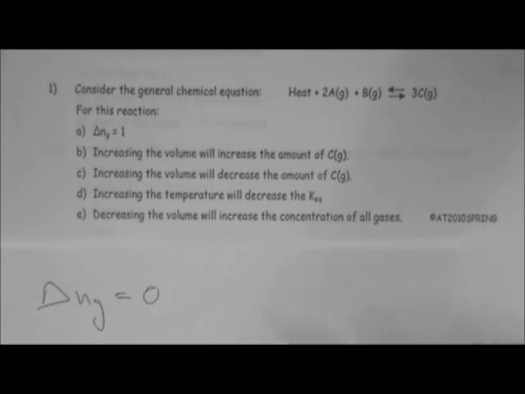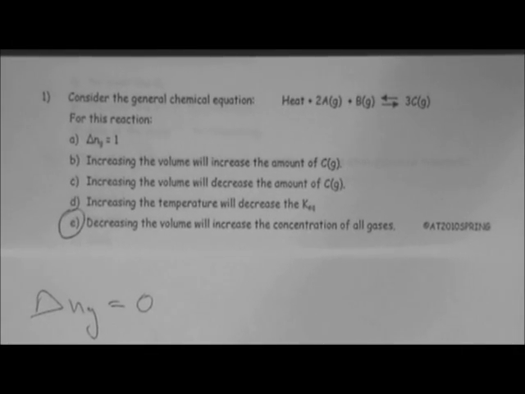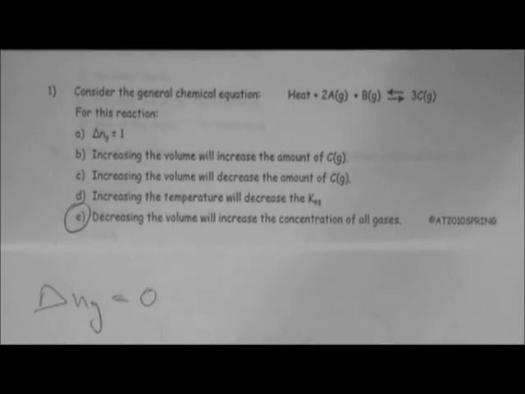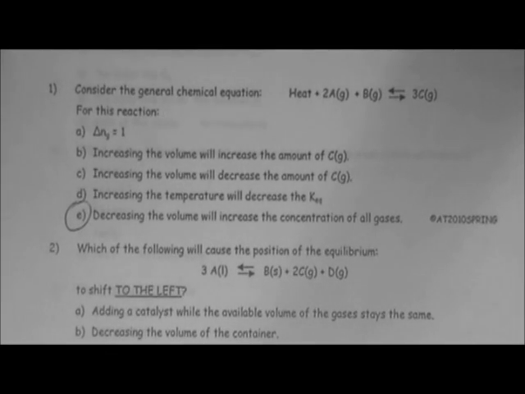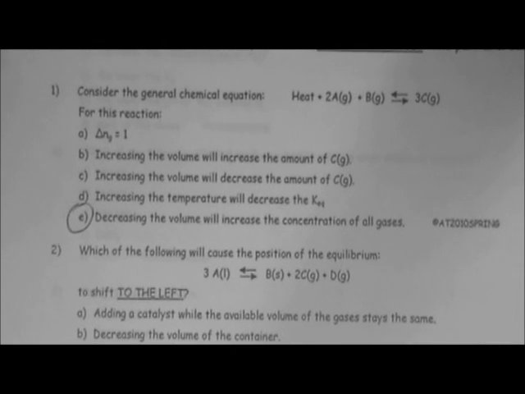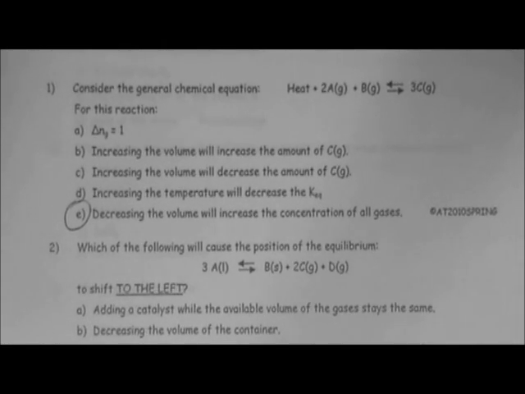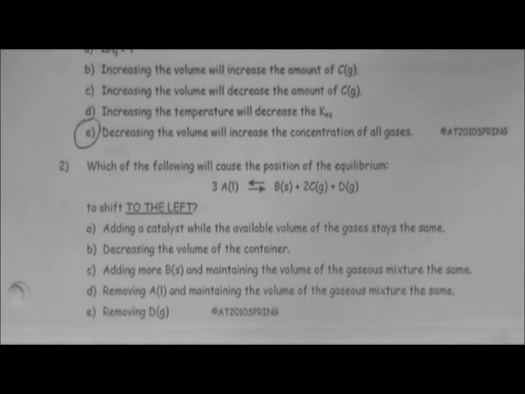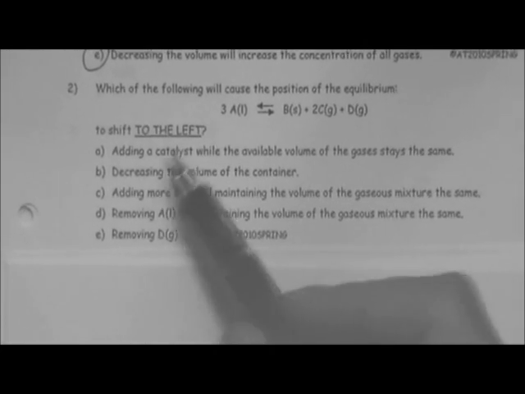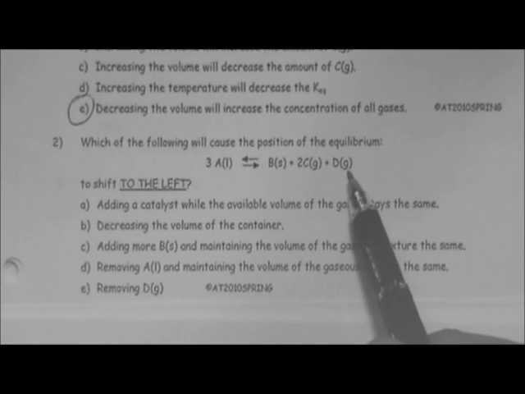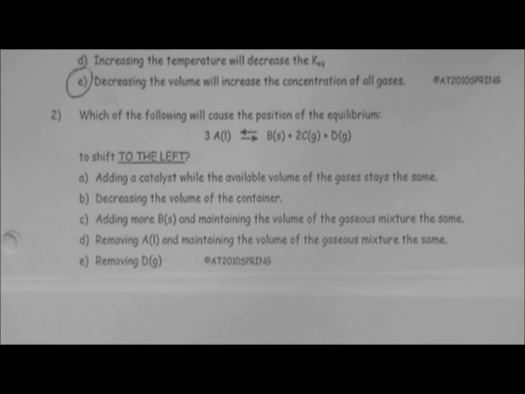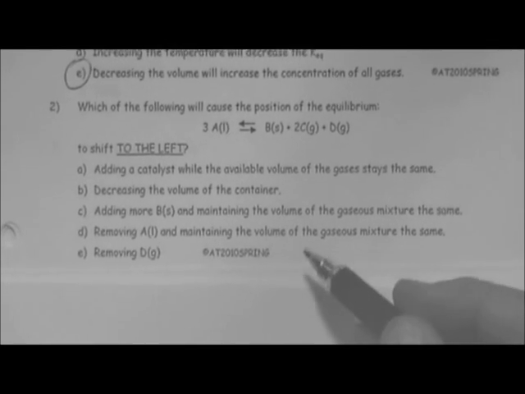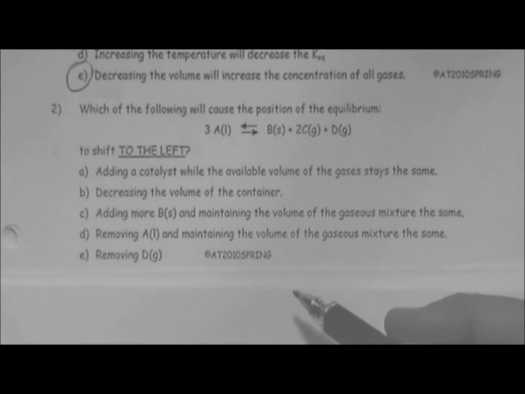Okay, let's go to the next one. So the answer is E. Okay, let's go to the next one. This is similar. It's applying Le Chatelier's principle, right? Which of the following will cause the position of the equilibrium to shift to the left? So we want the position of equilibrium to go to the left, so we want the reverse reaction to take place as a net result, right?